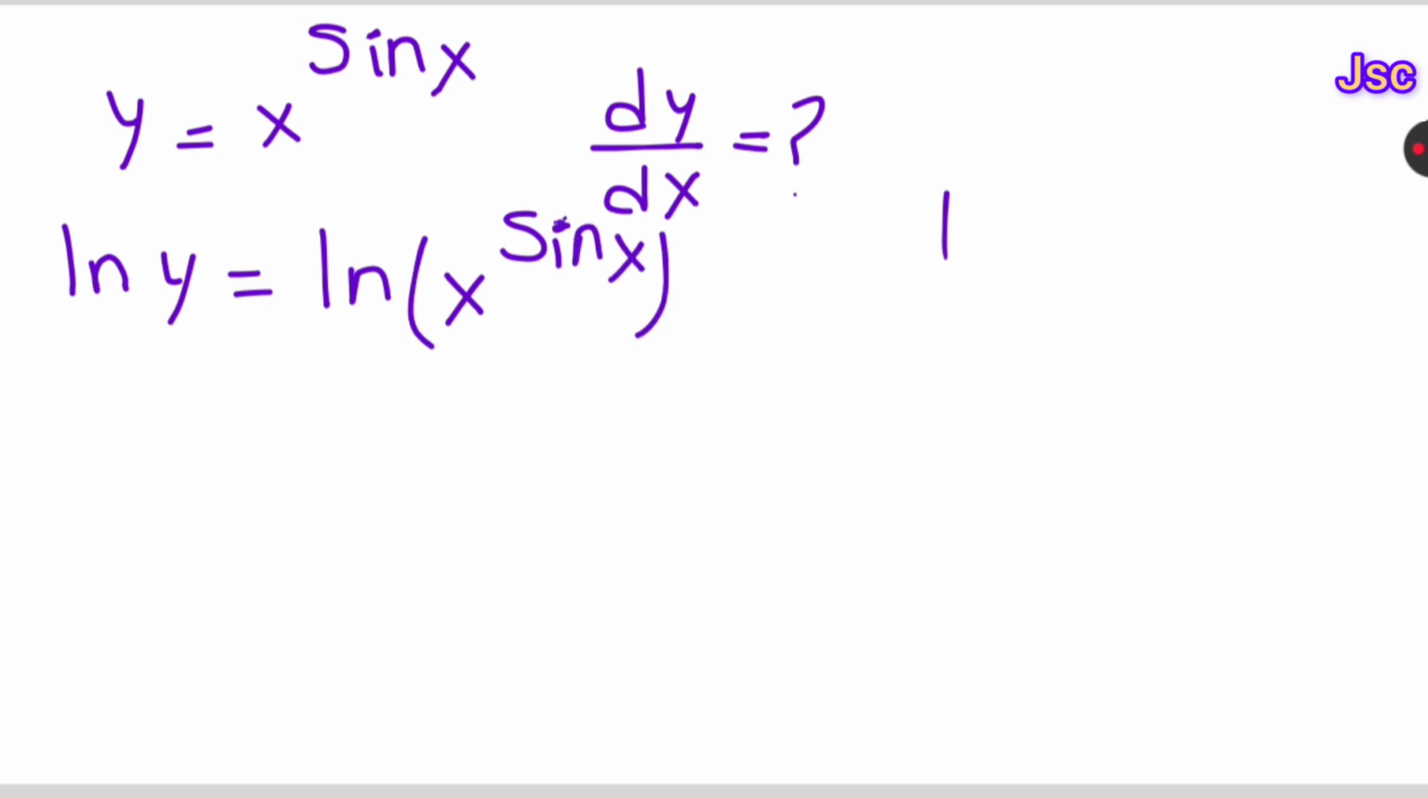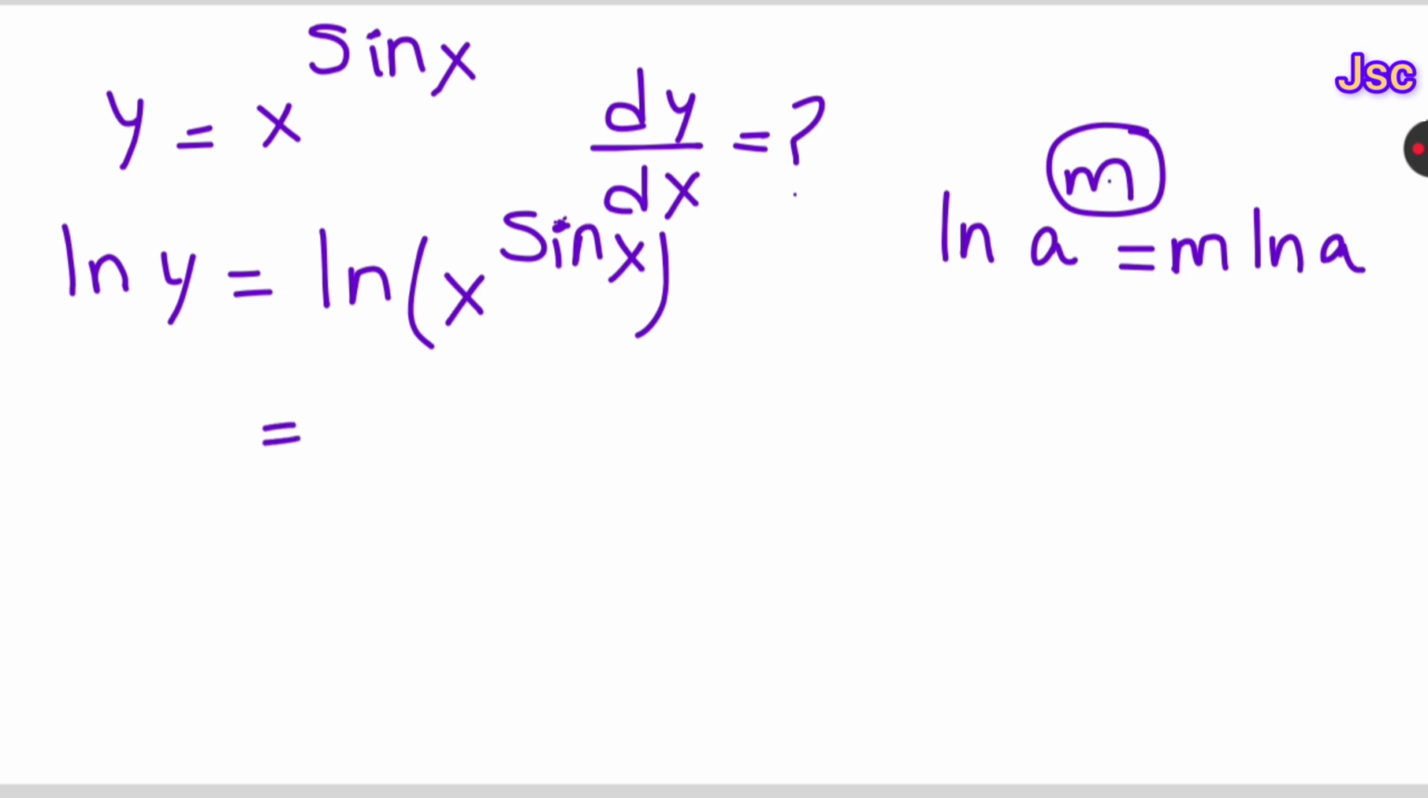Now it is in the form of ln of a raised to the power of m. So our m is sin x here. So whatever it is in the power, it comes and stays in front. That is m times ln a. So in our power we have sin x. So sin x comes first. So sin x ln x. That is ln y. But our goal is to find dy by dx.